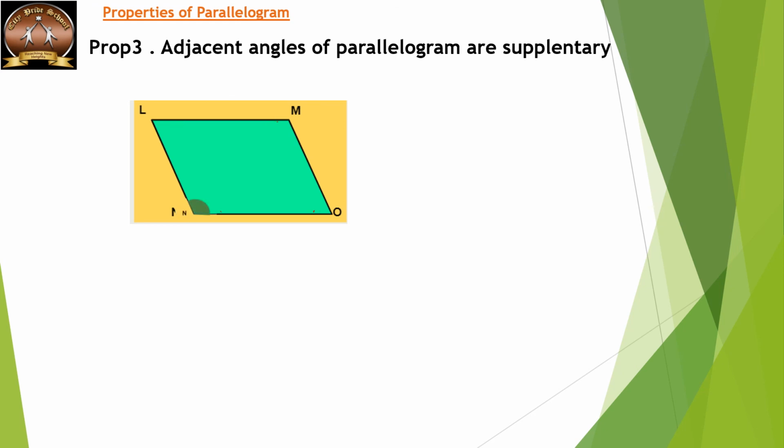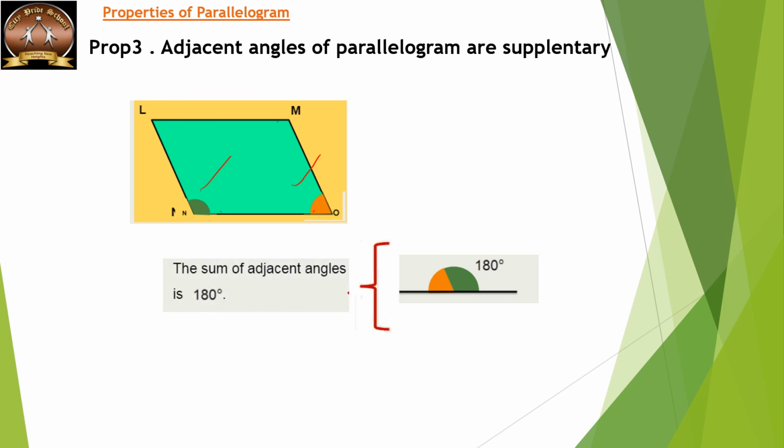Now, how do we prove this? It's very simple. So, one obtuse angle, one acute angle. When you bring them together, you get a straight angle. That is, the sum of the adjacent angles is 180 degrees. And this is property number 4 of properties of parallelogram. This will be true. So, let us prove this property.